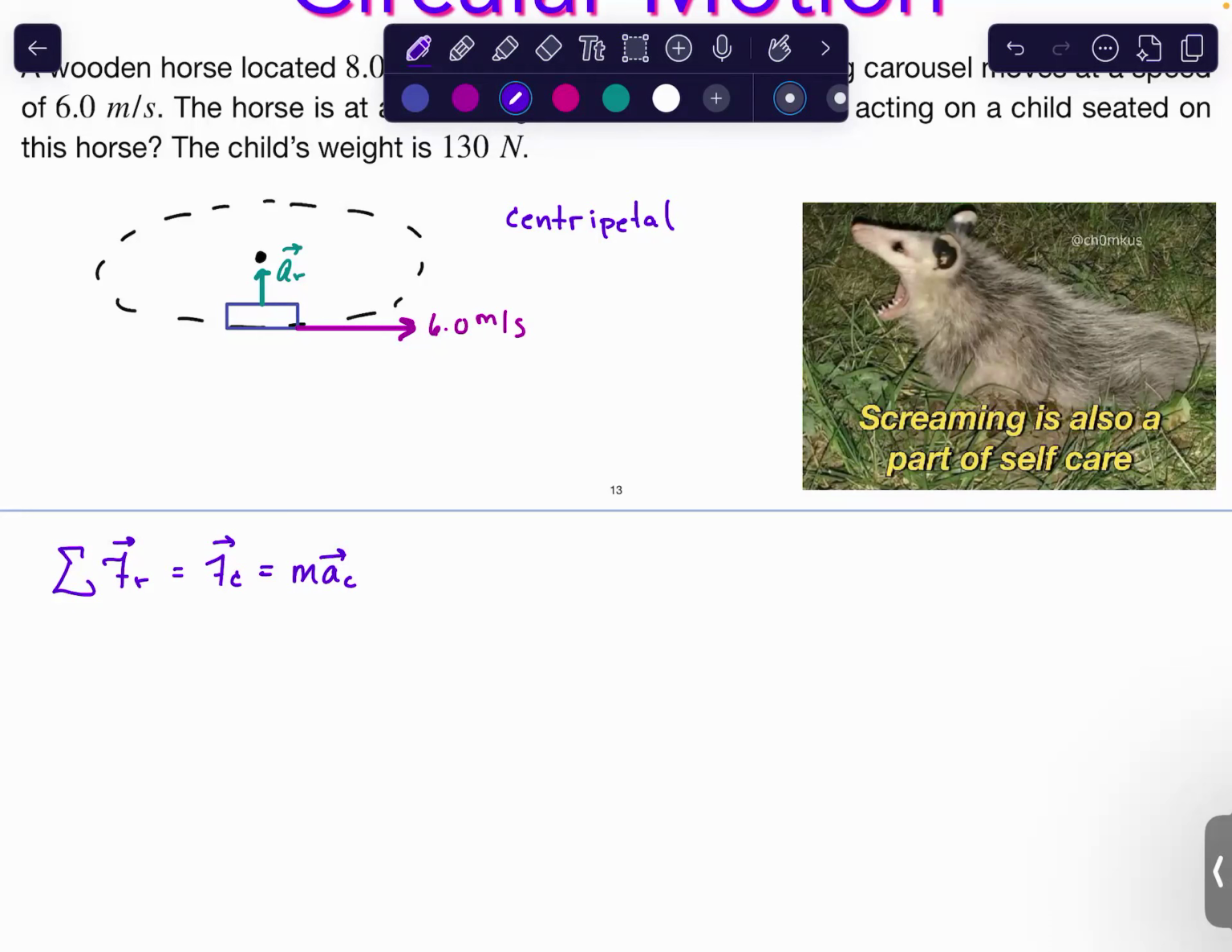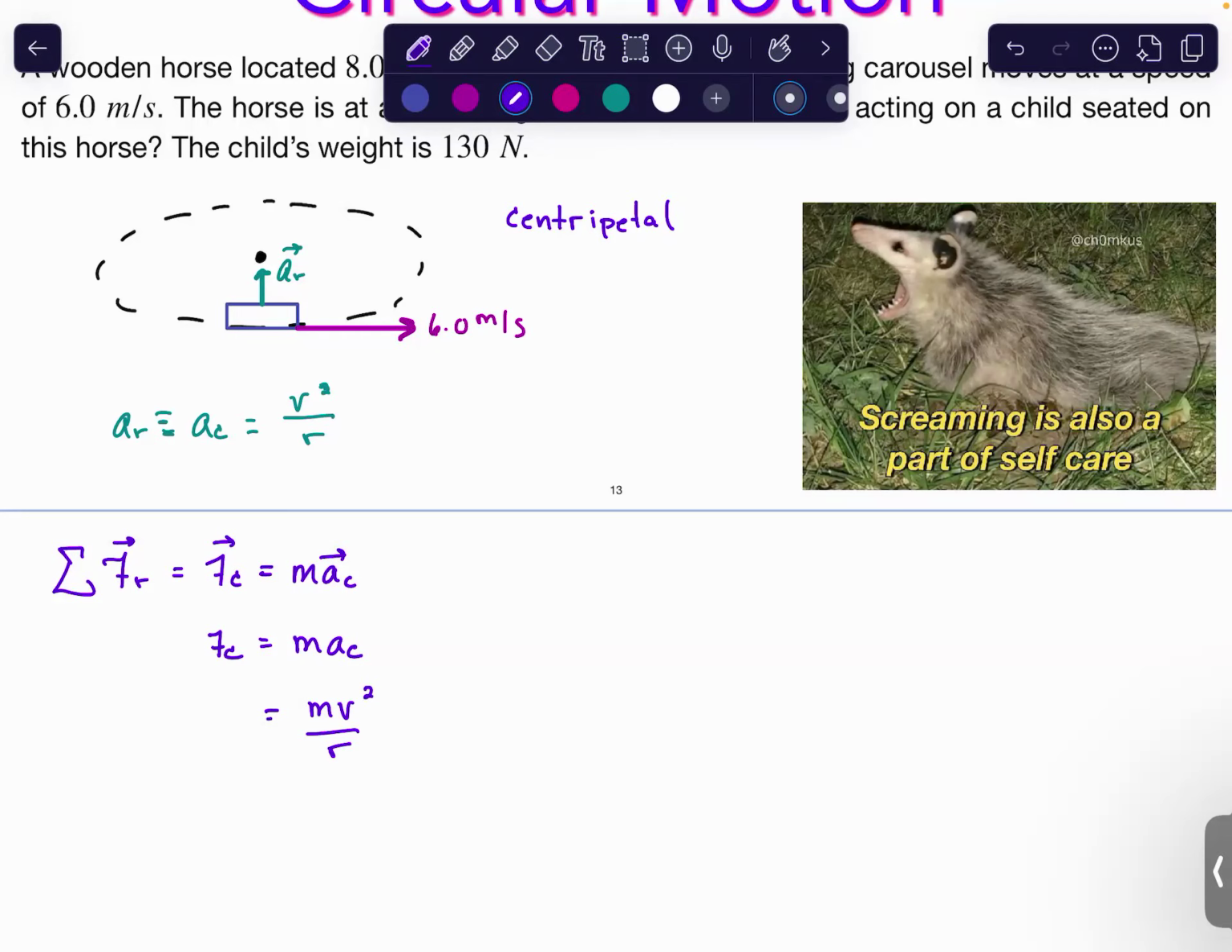So that means centripetal force is towards the center of the circle, it's positive, and equals the mass times the centripetal acceleration. And then we have a definition, remember we did this earlier, a_r and a_c are equivalent, and equal v squared over r. So then we get m v squared over r. Well, we don't have mass.